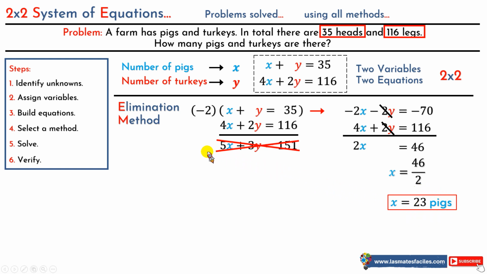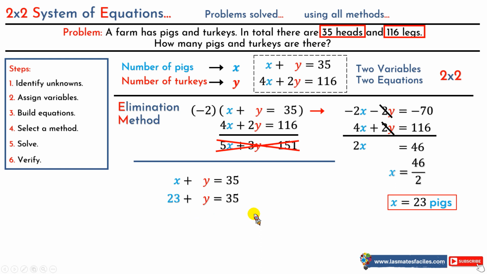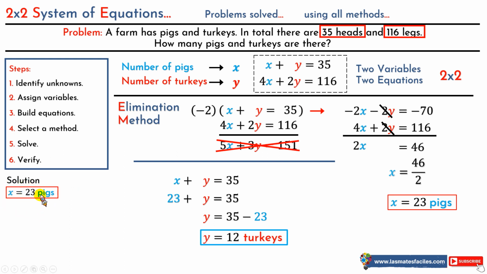Now, let's choose either of the two equations. Let's take the first. X plus y equals 35. We already know that the value of x is 23. To finish, we just have to clear y. The 23 that adds goes to the other side to subtract. 35 minus 23 is equal to 12. So the number of turkeys is 12. We already have a solution. X equals 23 pigs. Y equals 12 turkeys.